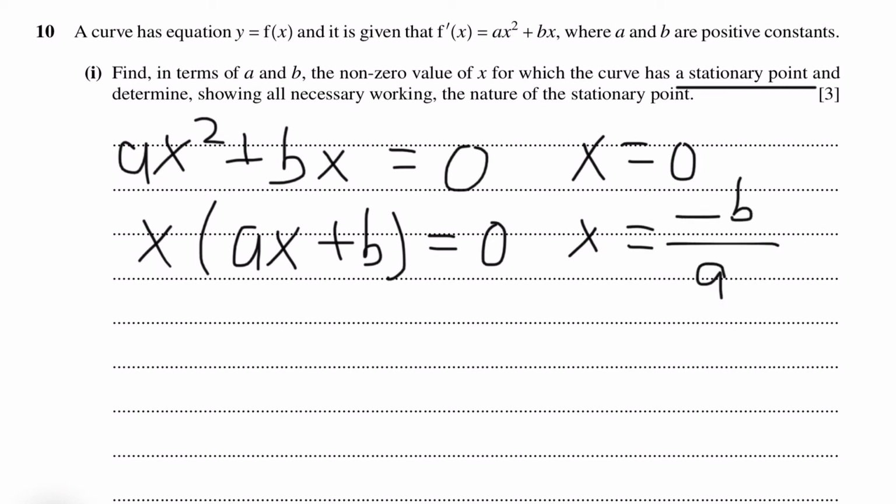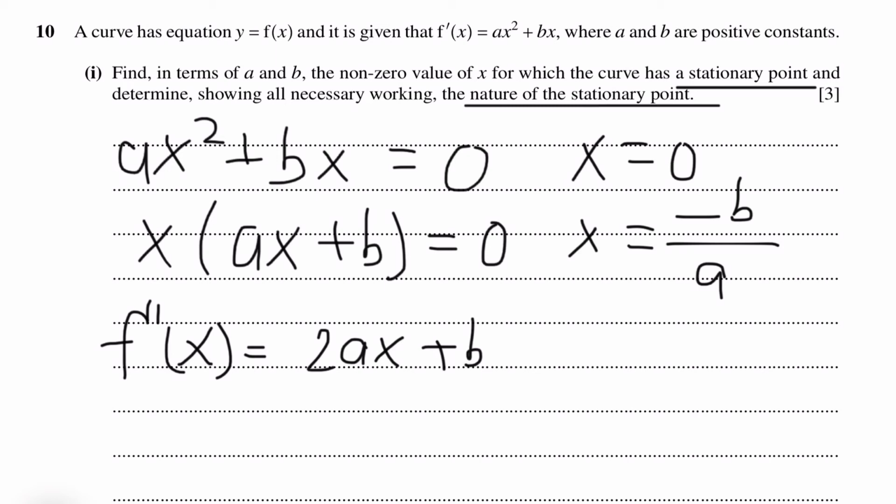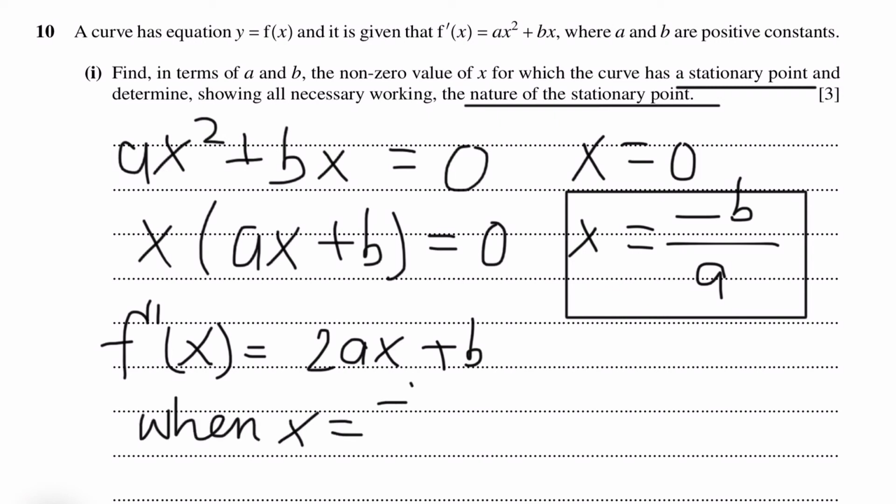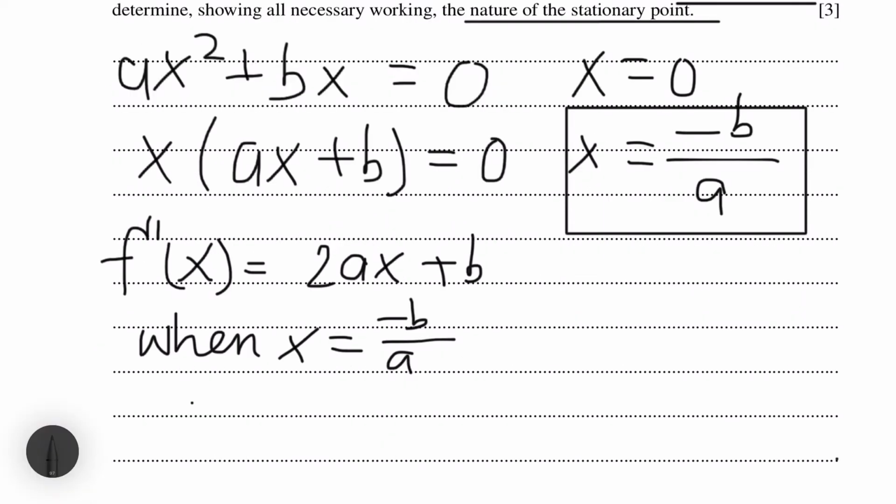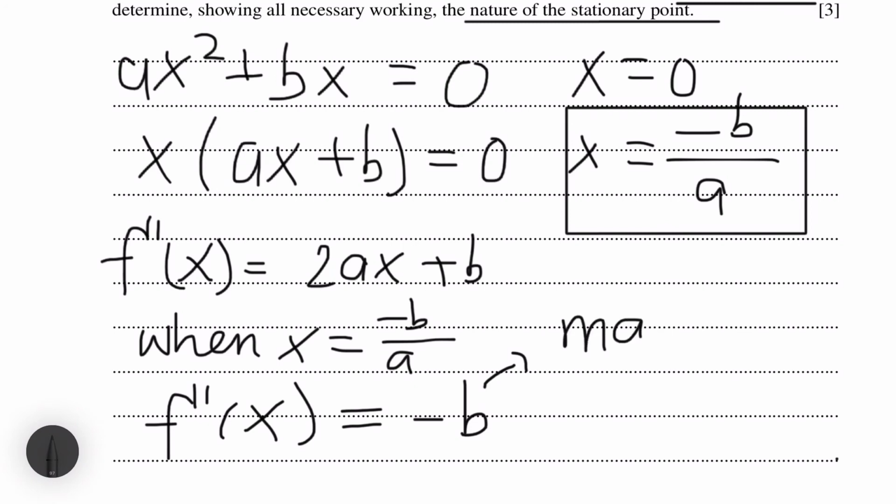Now to find the nature of the stationary point, you have to find the second derivative. So the second derivative is 2ax plus b. Since we're looking for the non-zero value, we will use this value. So when x is equal to negative b over a, the second derivative is negative b. So since this is a negative value, it will be a maximum point.